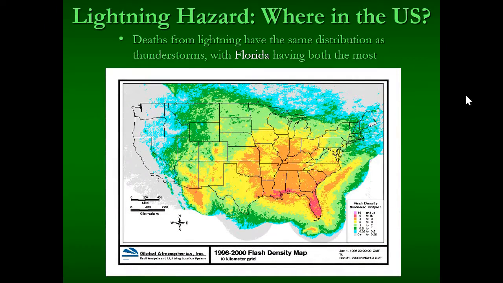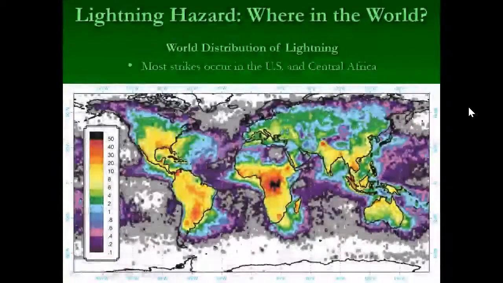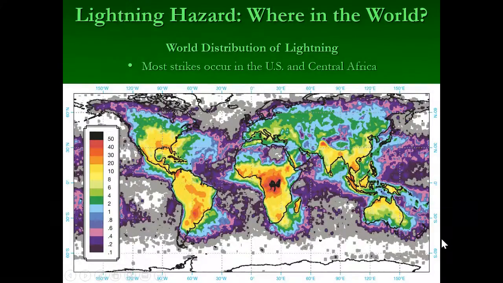This is a lightning density map showing the most flashes occurring in Florida and in the southern parts along the Gulf Coast, typically where you'd see a lot of thunderstorm activity, or more thunderstorm activity than usual. So Florida has the most density, and this is a worldwide map showing the density of lightning in Central Africa and in some of the tropical areas, where you would expect to see it.